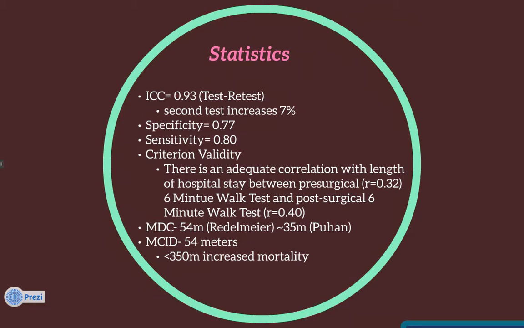The MCID is the smallest amount of change that can be detected by a measure that corresponds with a notable change in ability. For those with COPD, this distance has been found to be 54 meters. With this amount of change, the patient is said to perceive a change in their function that they deem important. However, it is important to note that this was determined using subjective comparisons by the patients. It is also noted that a distance of less than 350 meters has been linked to an increased mortality.